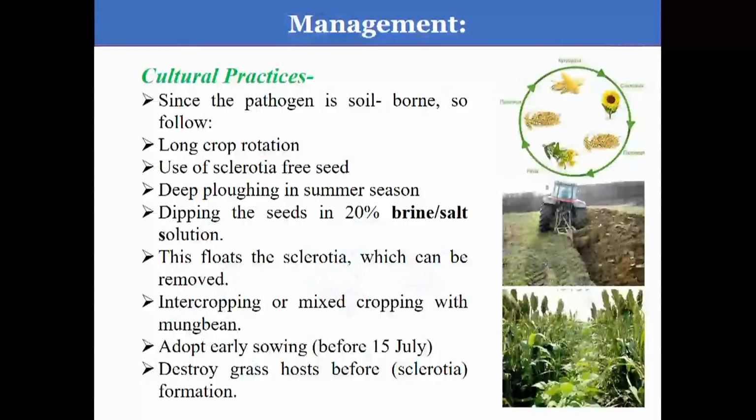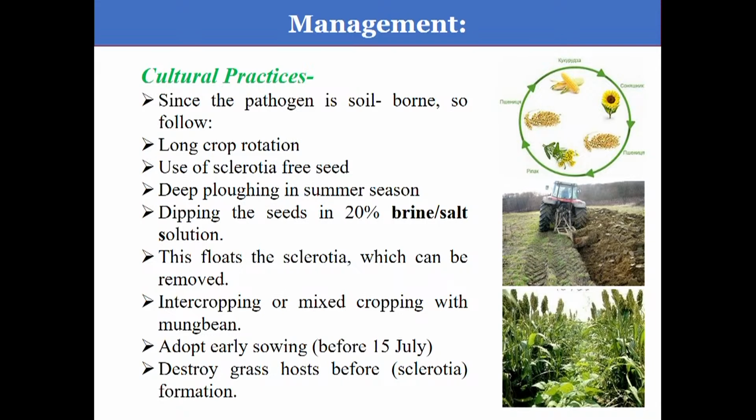In the photograph you can see the deep plowing has been done by a tractor-drawn machine, and this practice should be done basically in the months of May and June, the summer season. Dip the seed in 20% brine, or you can say salt solution, and this floats the sclerotia, which can be removed after floating.